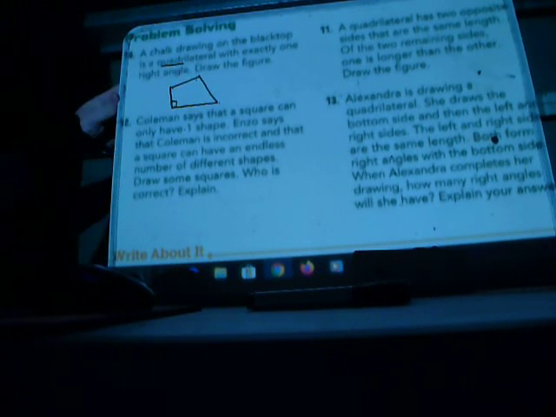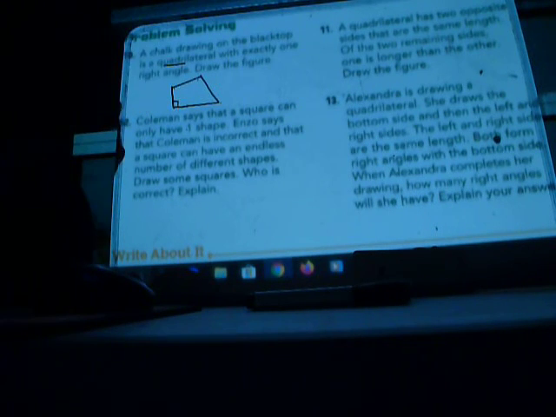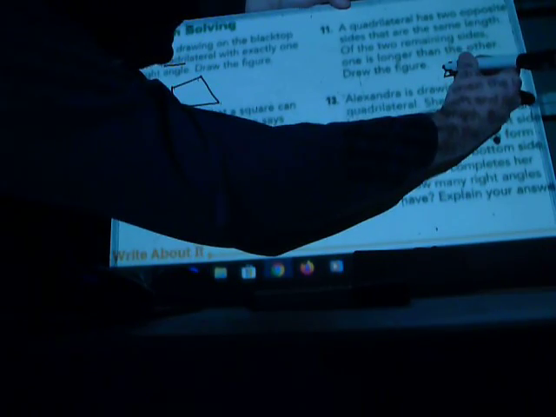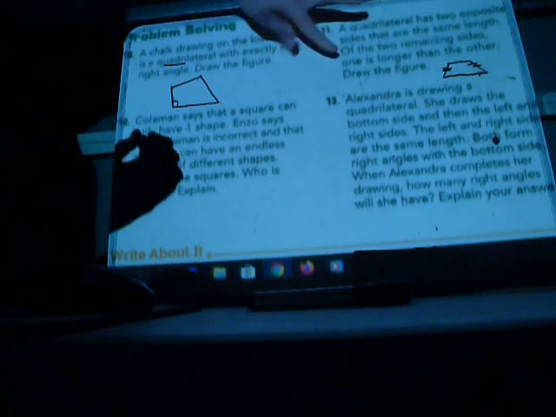If it fits the rules, then I would mark it right. A quadrilateral has two opposite sides that are the same length. Of the two remaining sides, one is longer than the other. Draw the figure. It sounds like they're talking about a trapezoid there. A trapezoid has one long side and one short side. It has two equal sides, and it has one base longer than the other. Long side, short side, and these two sides are equal to each other. That's a good example. This fits the description of a good trapezoid. Alright, that's drawing quadrilaterals.